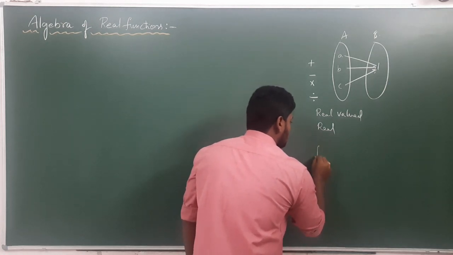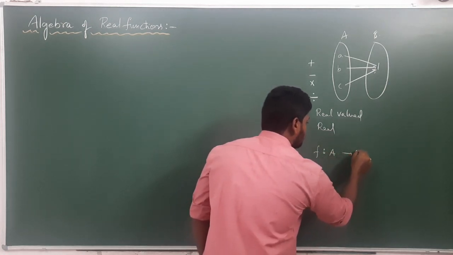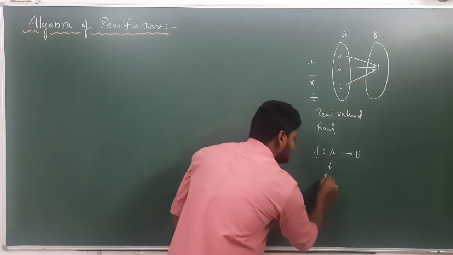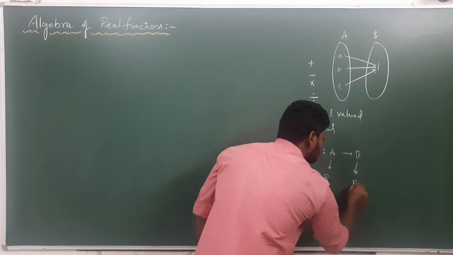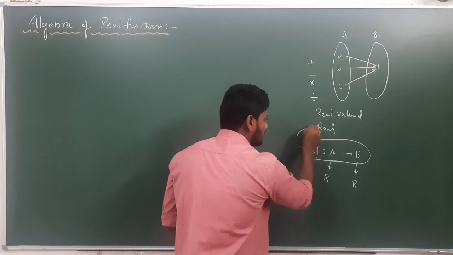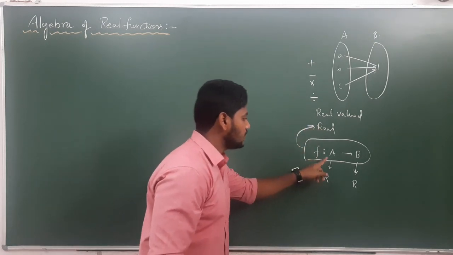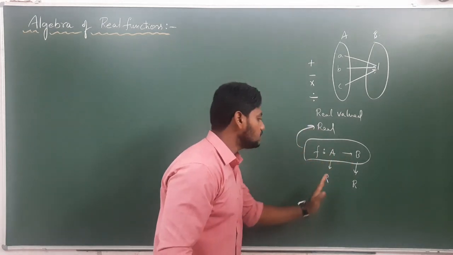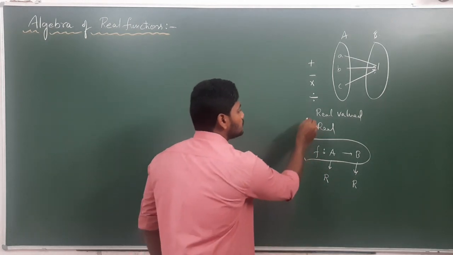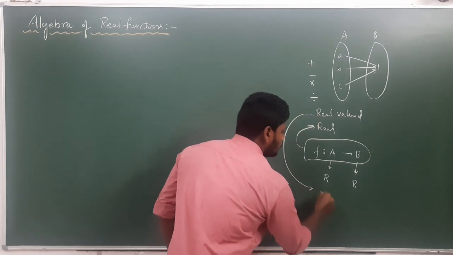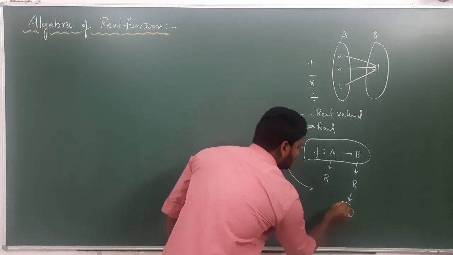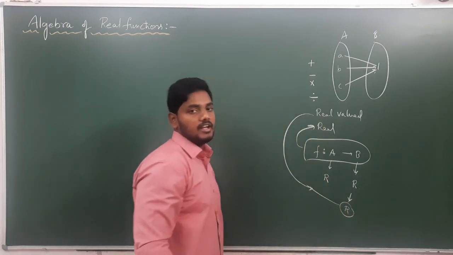If we consider f from A to B, if A is a subset of or equal to real numbers and B is a subset of or equal to real numbers, then we consider this as a real function. When domain and range both are subsets of real numbers, we call that a real function. But for a real valued function, only the range should be a subset of real numbers.